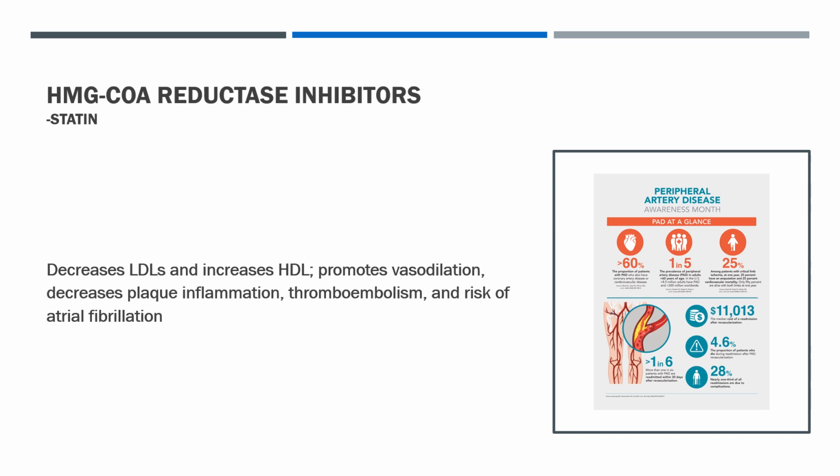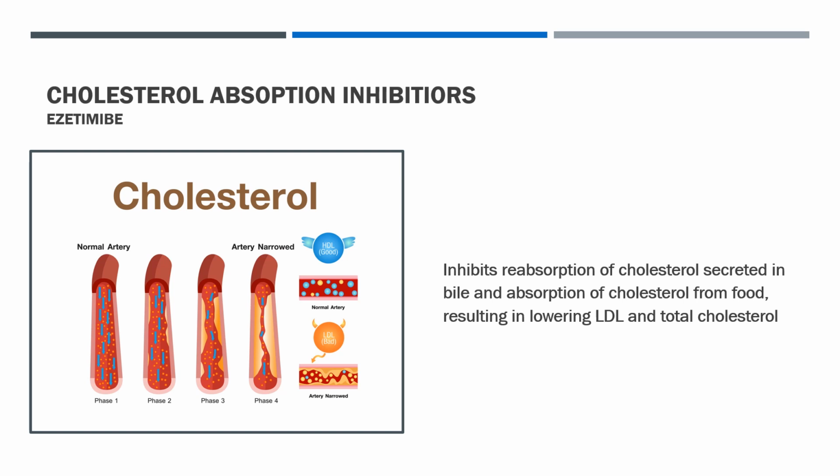Statins, these are the HMG-CoA reductase inhibitors. The statins are going to decrease LDL, increase HDL, promote vasodilation, decrease plaque inflammation and thromboembolism, and the risk for atrial fibrillation. This is how it works. There were no additional concerns here because there's nothing specific to this that's not on the general slide. Same here. Nothing specific to it, but ezetimibe is a cholesterol absorption inhibitor. This acts on the cholesterol secreted in the bile and absorption of cholesterol from food, resulting in lowering the LDL and the total.